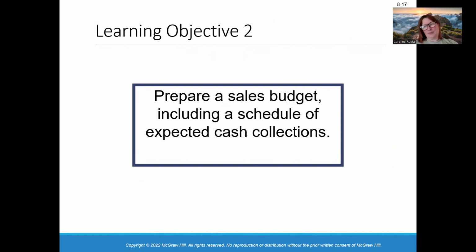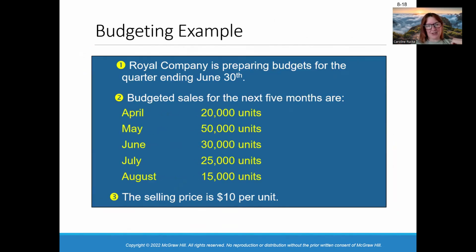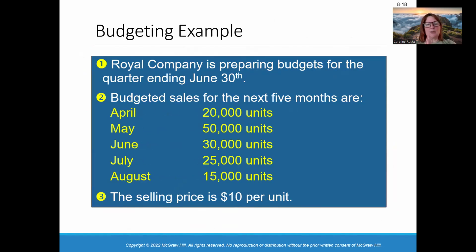All right, so our first budget, spoiler from the last slide, is going to be our sales budget. Here's the data we have to work with. The Royal Company is preparing budgets for the quarter ending June 30th. Budgeted sales for the next 5 months are as follows. You can see here on the slide, and the selling price is $10 per unit.